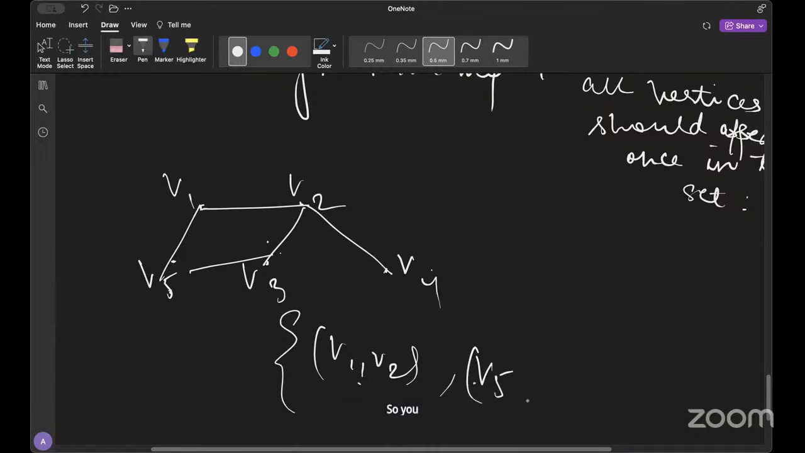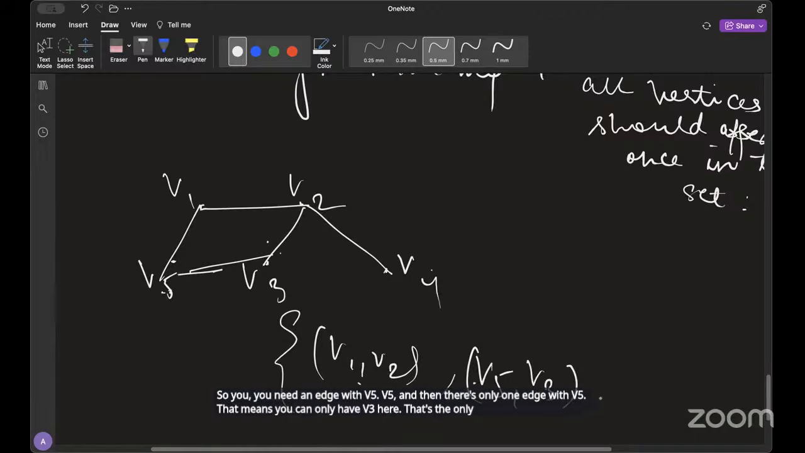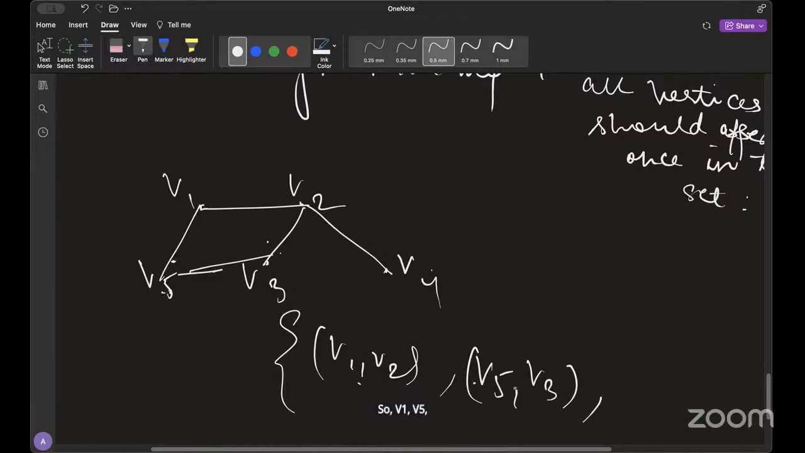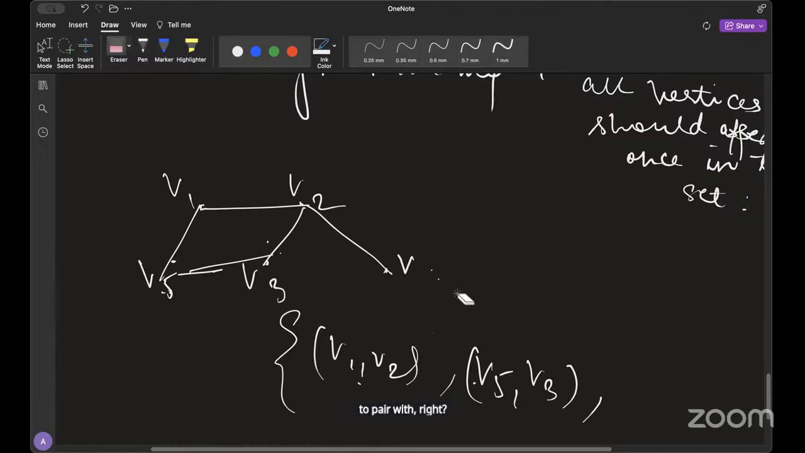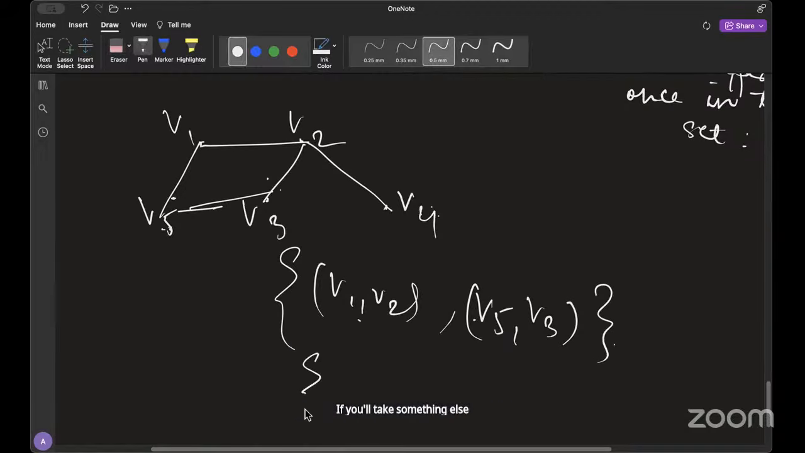So you need an edge with V5, and then there's only one edge with V5. That means you can only have V3 here. That's the only option left for you. And then V1, V5, V3 are covered so far. V1, V2, V3, and V5. These are covered, and V4 is left. And there is nothing left for V4 to pair with, right? So some vertex has to be left. If you take this, V4 is left. If you take some other matching, then some other vertex will be left.